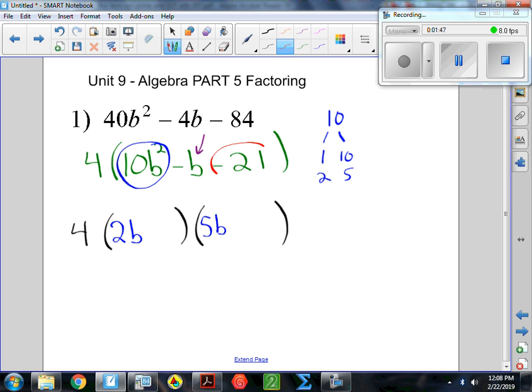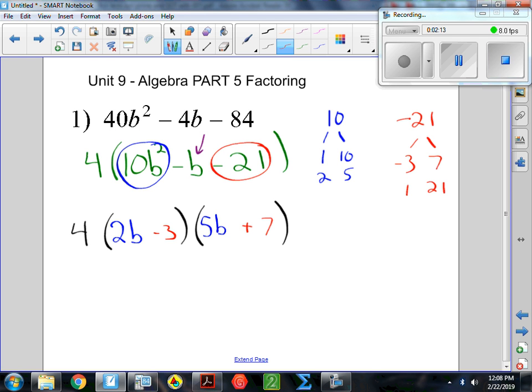I also know that the numbers at the end, the last 2 numbers in each parentheses, when you multiply it out, will always wind up being the last number in this expression. So negative 21 has to be broken up into maybe 3 and 7 or 1 and 21. And then it's just a matter of plugging in the numbers and seeing if they work. So I can say negative 3 and positive 7, and then I need to check to see if that works.